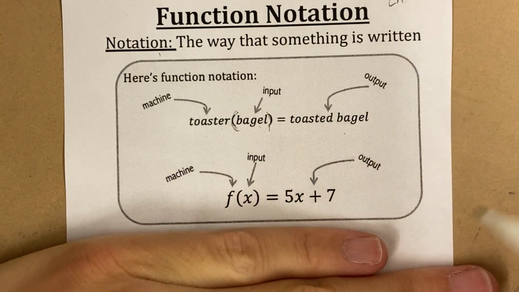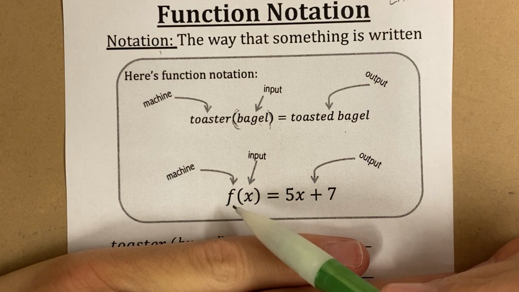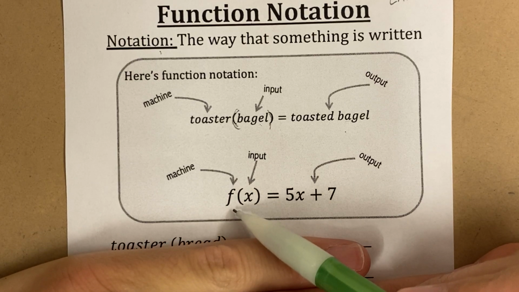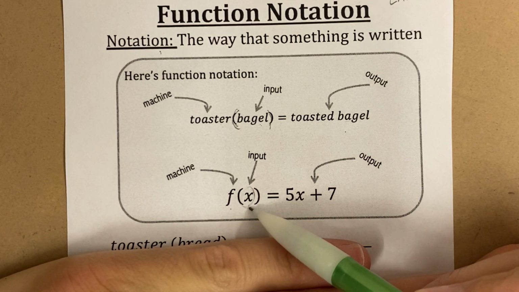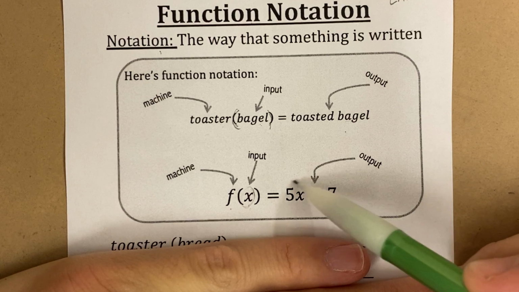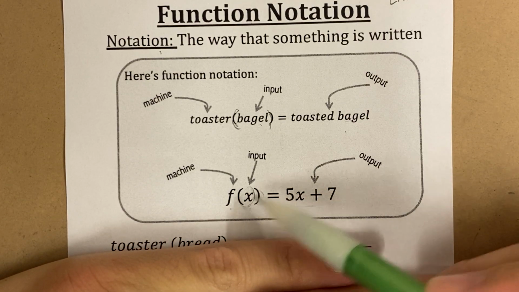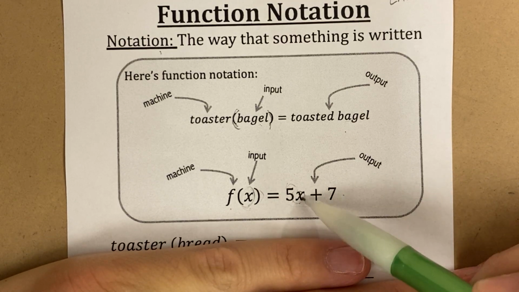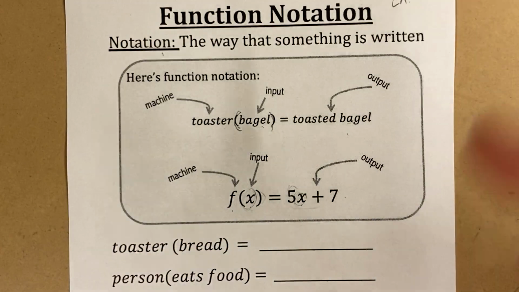So in math, what it looks like is the machine is named with a letter, oftentimes an F, sometimes a G, sometimes an H, right? But the function is called F, and then we're going to input an X into it. We talked about inputs being X, and then the output is going to be this. Now, what that means is if I take a number X, let's say I take the number 3, what would I do with it? I would multiply it by 5 and add 7. Whatever X is, we're going to multiply by 5 and add 7. So this is what function notation looks like.